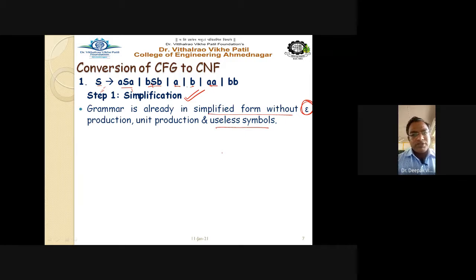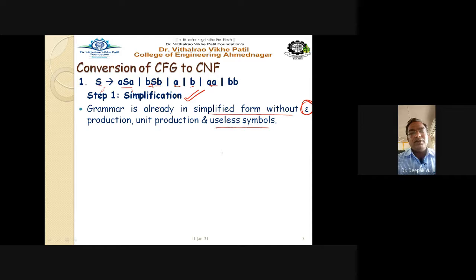There is always a question in the theory examination to convert the given CFG into Chomsky normal form. For this, the first step we have to follow is to simplify the grammar, and then convert the grammar into normal form. Simplification means what? Already we discussed that for grammar simplification, we have to remove epsilon production, unit production, and useless symbols.